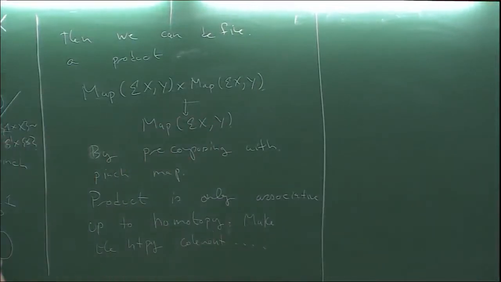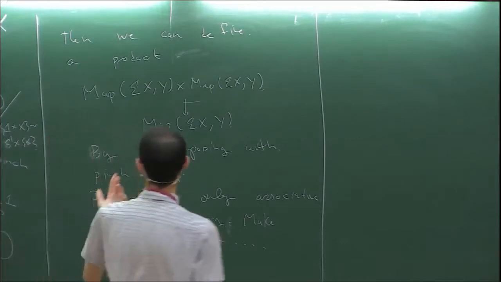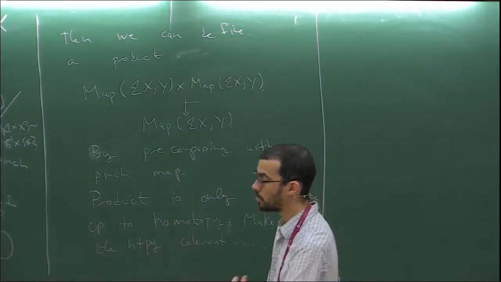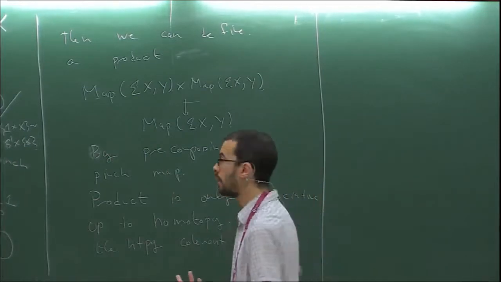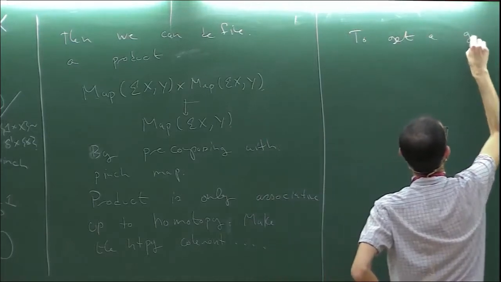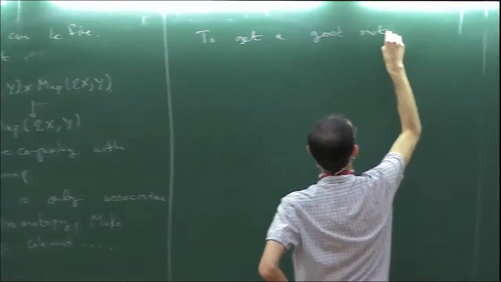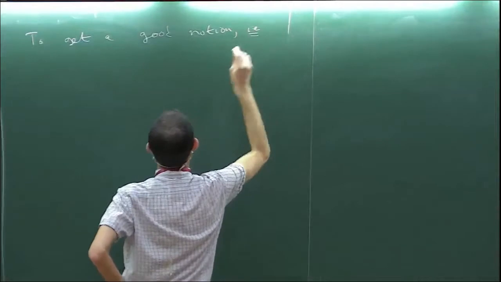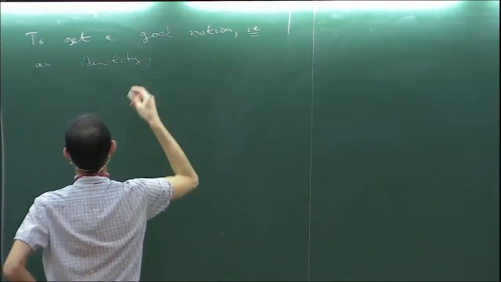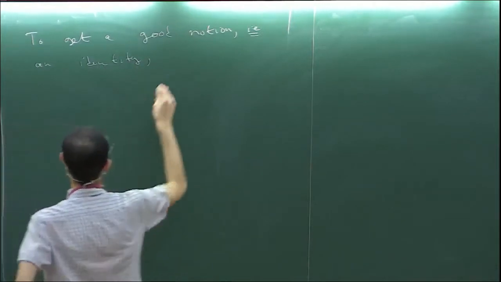Okay, so this looks fine. I could just take X and suspend it, and then I could do that. But you note that if you only suspend one side, then this is not going to be a good notion because, for example, there's not going to be an identity. To get a good notion, i.e. an identity, we should really suspend both sides.